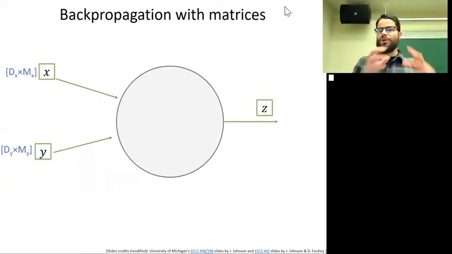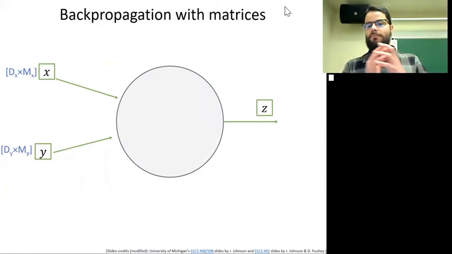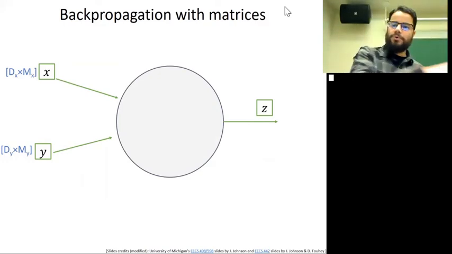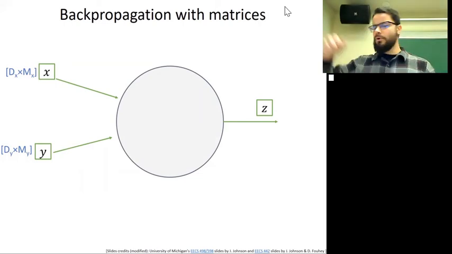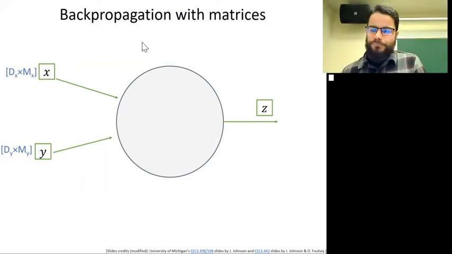Very good. So we started with scalar parameters, then we moved on to vector parameters, and now we are going to talk about matrices as parameters. Our inputs are going to be matrices, the output of our nodes are going to be matrices as well. So it can get a little confusing, but let's go step by step.